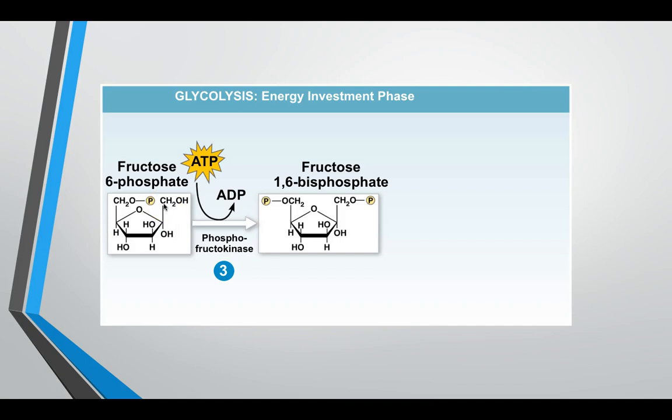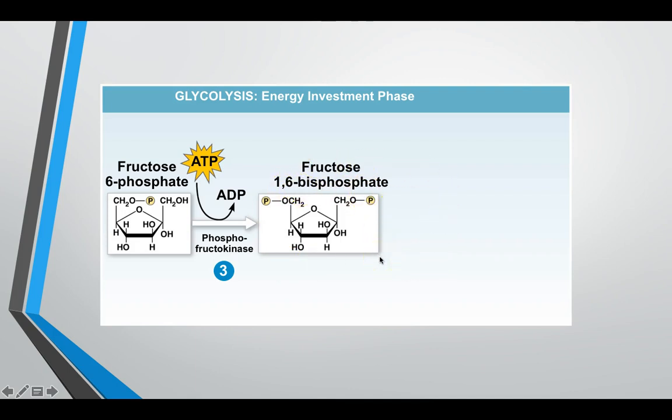6-phosphate. When this happens, I no longer have fructose 6-phosphate because this molecule not only has a phosphate on the number 6 carbon, it has a phosphate on the number 1 carbon. So now I have a fructose 1,6, meaning a phosphate on the number 1 and a phosphate on the number 6. Because there's 2 phosphate groups, my new substrate is fructose 1,6-bisphosphate.